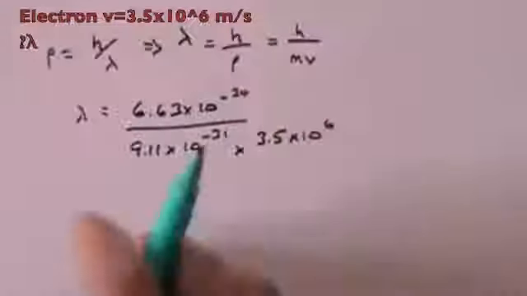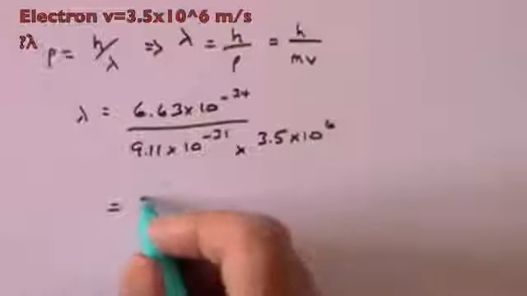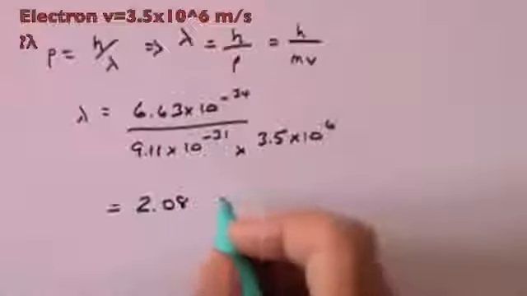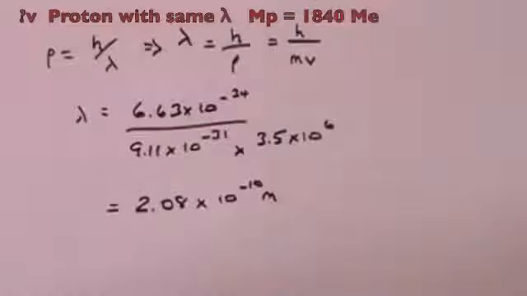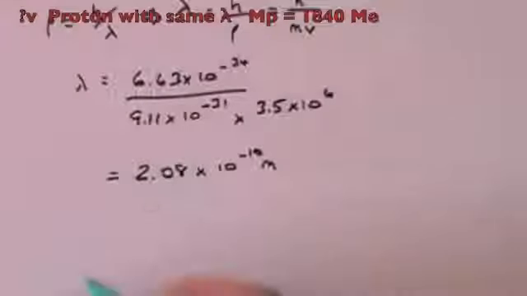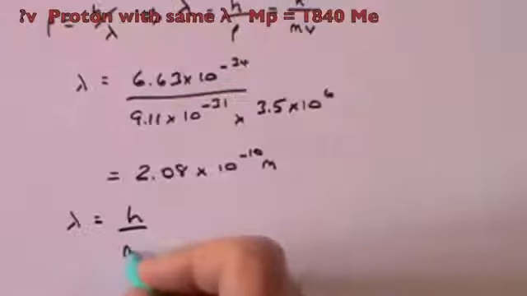And again, the calculator will give you that the wavelength of the electron is 2.08 times 10 to the minus 10 meters. Part 2 of this question asks us to find the velocity of a proton which has the same wavelength as the electron we just identified, 2.08 times 10 to the minus 10 meters. Well, we're going to use the formula that the wavelength is equal to Planck's constant divided by mv.